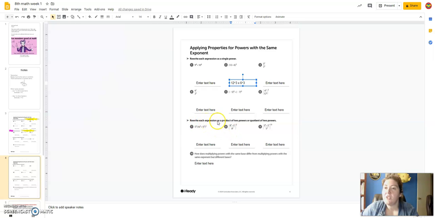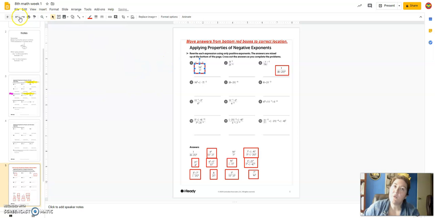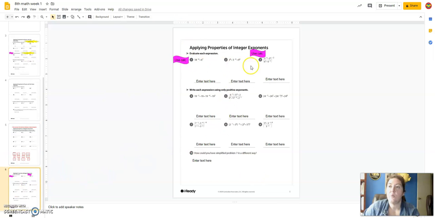These, rewrite each expression as a product of 2 powers or a quotient of 2 powers. Work it out. You got this. Now, this next sheet, I modified it a little bit to make it easy for you. On this one, the answers are for you. I've already put them here on the bottom. So what you're going to do is take one of the answers and drag it where it goes. The answers are here, so you're going to take them and drag them up. And on number 1 and number 3, you need your calculator.